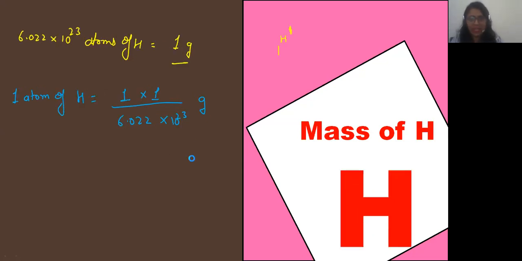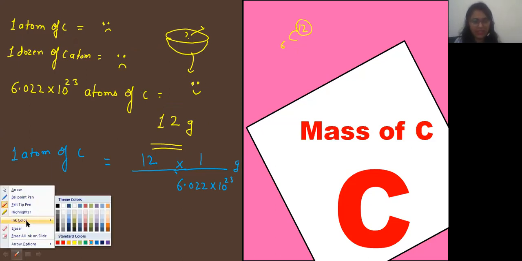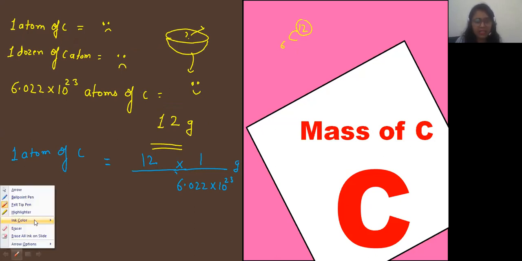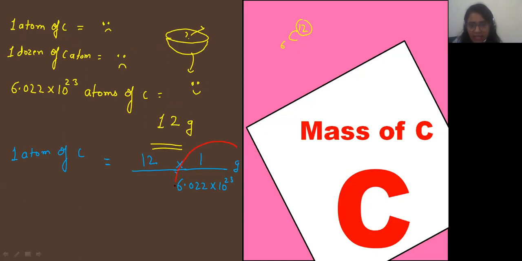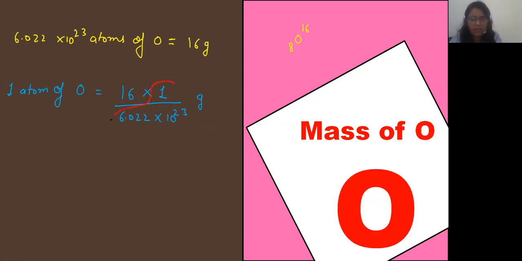Right? Okay, let's go back. Now you can see the similarity in these three slides. This quantity is similar in these three slides. The quantity is 1 upon 6.022 into 10 raised to the power 23. So what is this quantity?